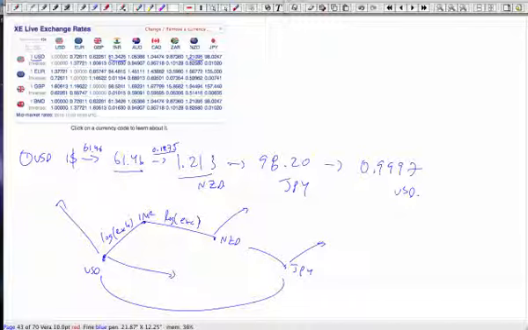The problem is, when you take logarithms of numbers like this right here, that logarithm is going to be less than 1.